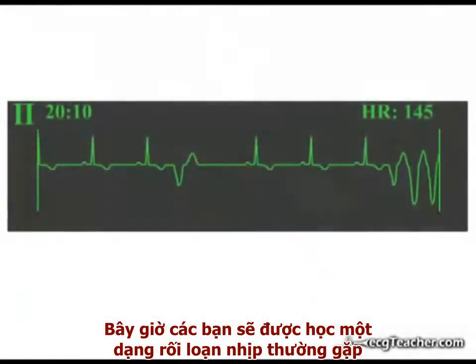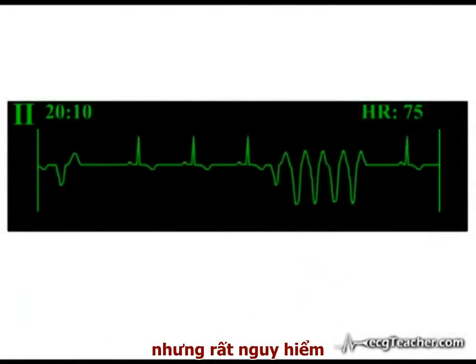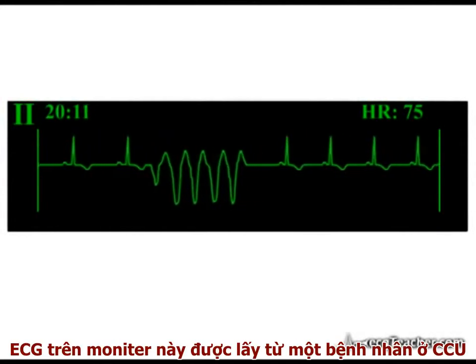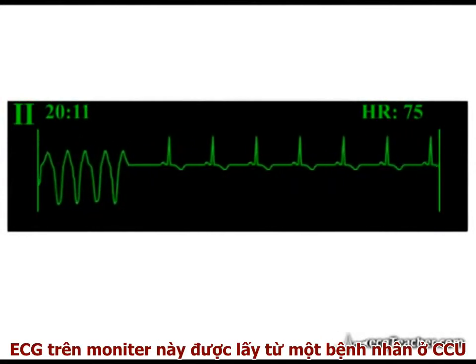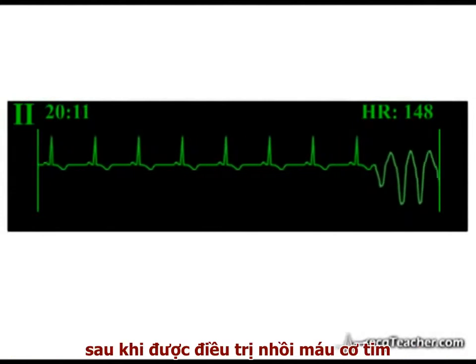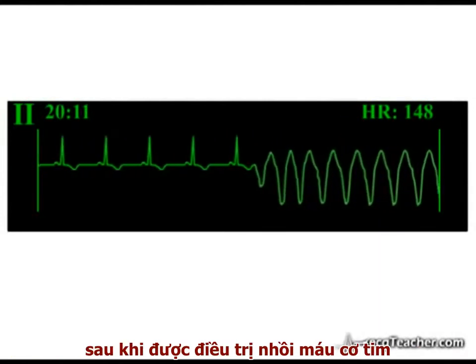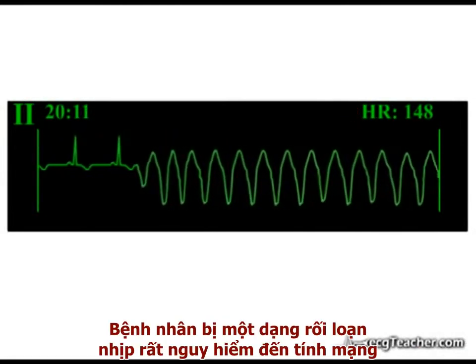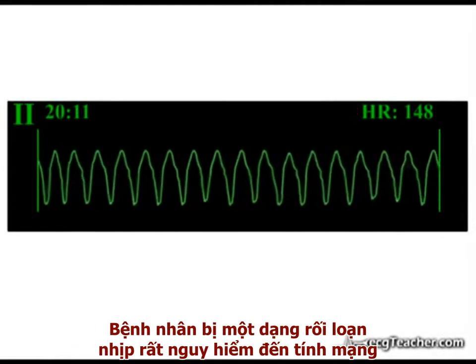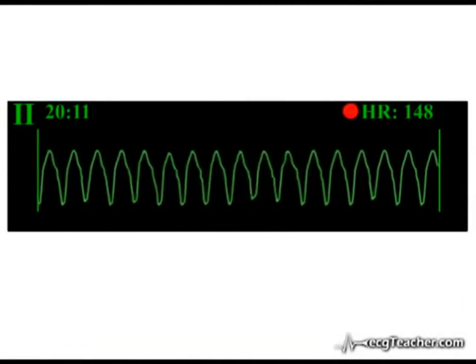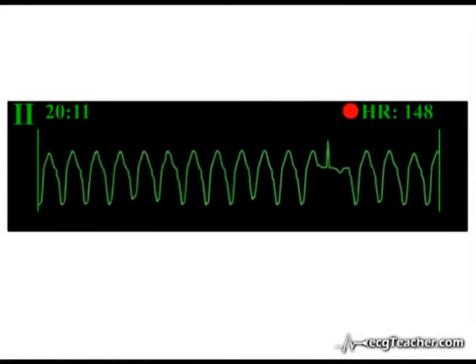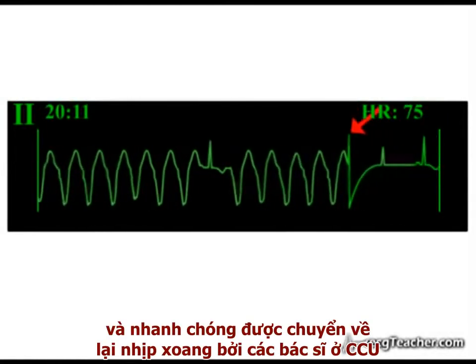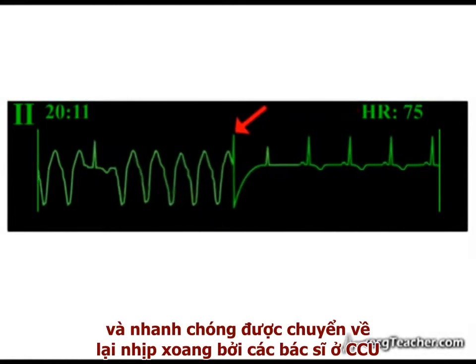We will now consider a common and very dangerous arrhythmia. The readout on this monitor is from a patient admitted to CCU following treatment for an acute myocardial infarction. The patient has just developed a potentially life-threatening arrhythmia. He has lost consciousness and is quickly cardioverted back into sinus rhythm by the CCU staff.